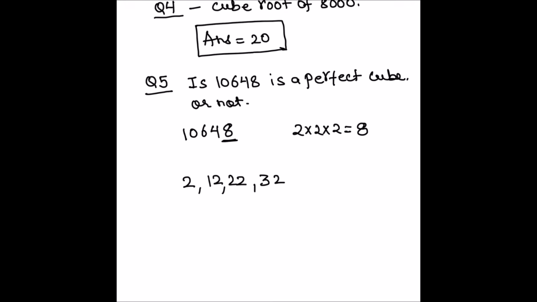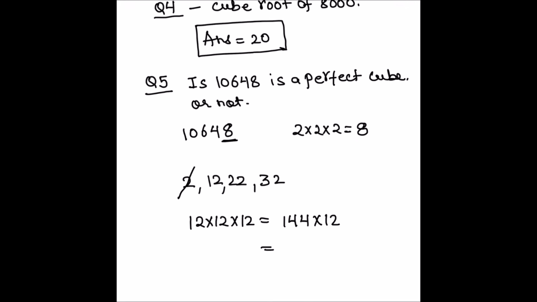So 2 cannot be the cube of this number because 2 cube is 8. So this is not there. Let's find the cube of 12. Cube of 12 will be 12 times 12 times 12, which is 144 times 12.